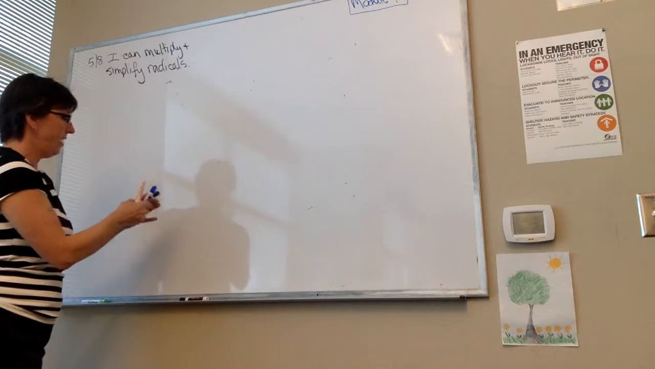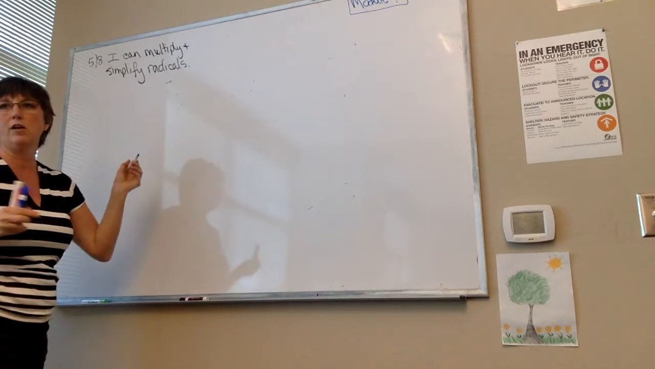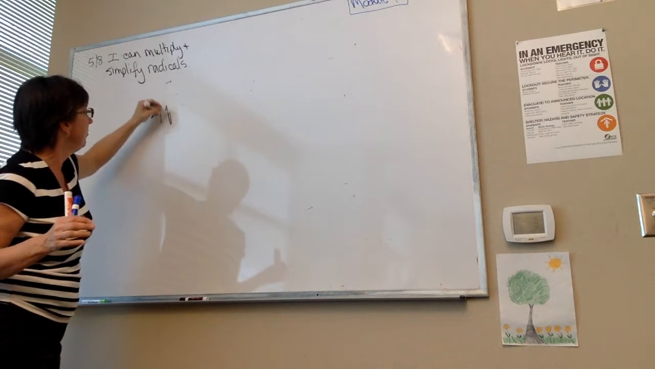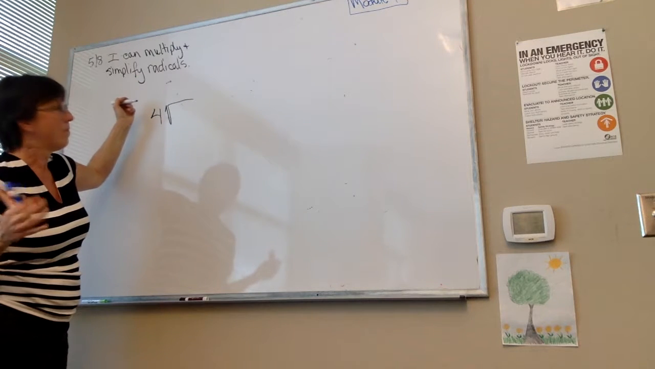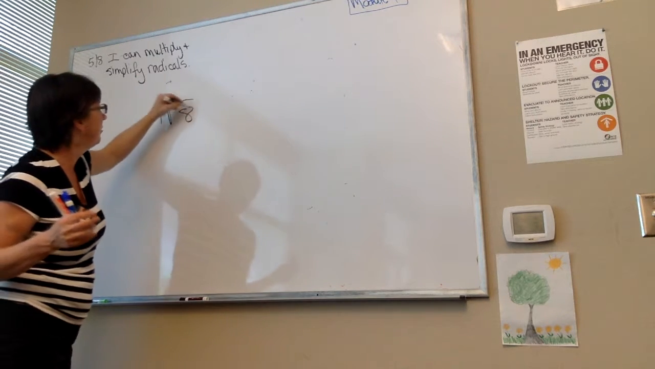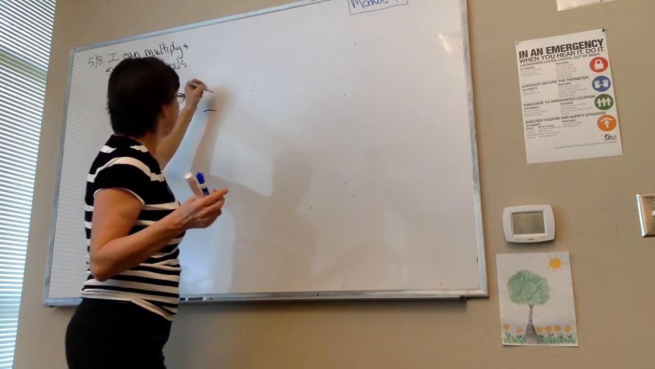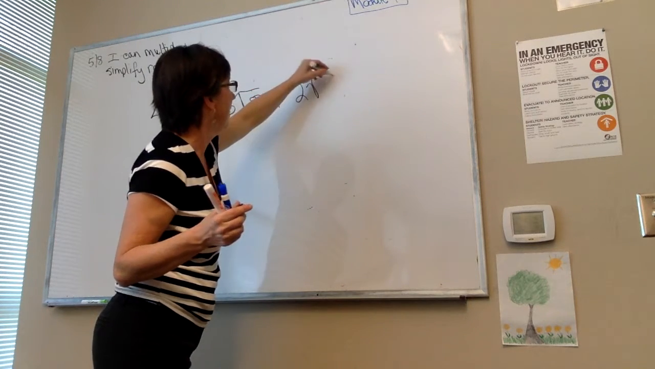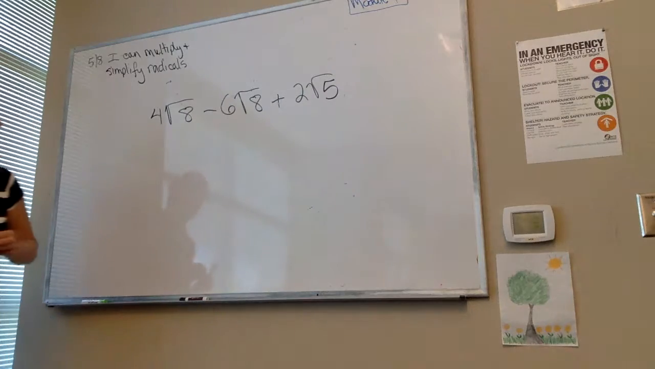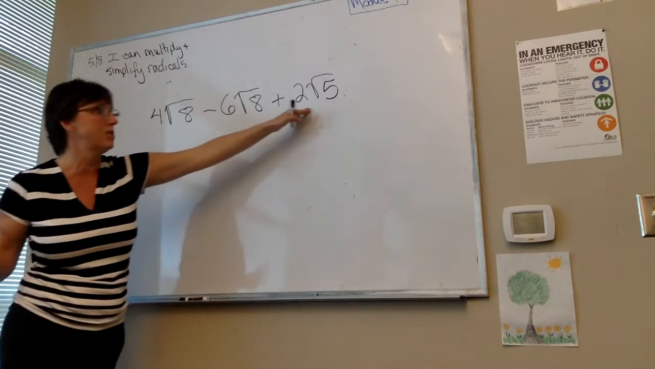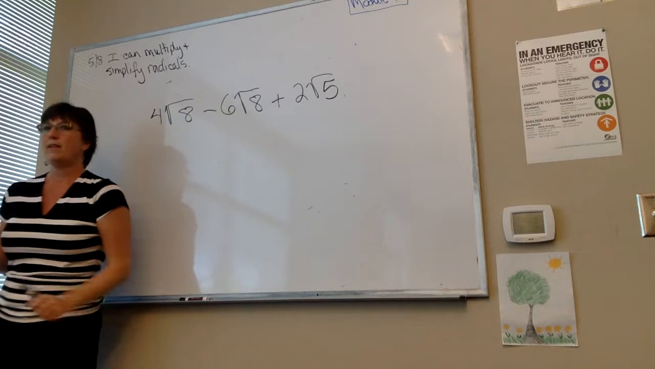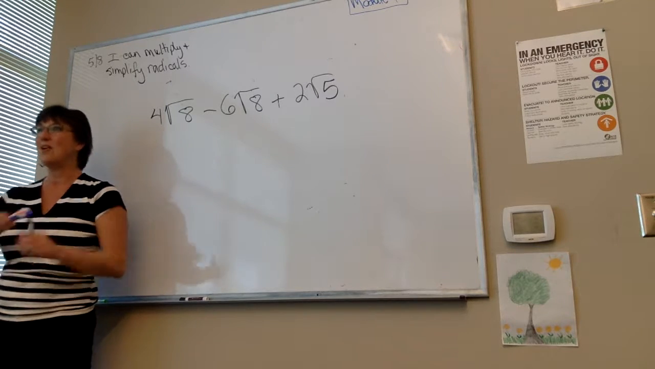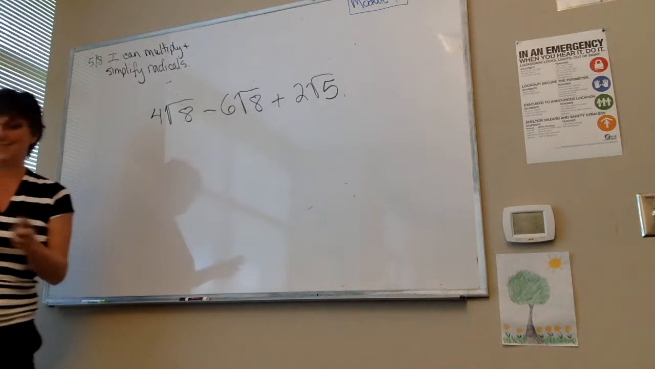Alrighty, so if I have a number, I don't know. Andrea, give me a number. 4. Beatrice, give me a radical. 8. Okay. Minus 6 radical 8 plus 2 radical 5. All right, I have 4 radical 8 minus 6 radical 8 plus 2 radical 5. Simplify this problem. I went all crazy. I put negative numbers in there.